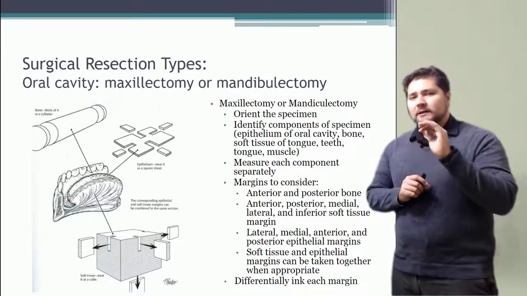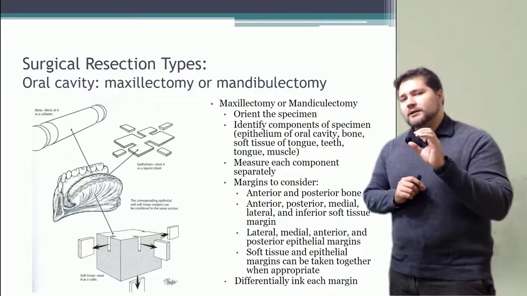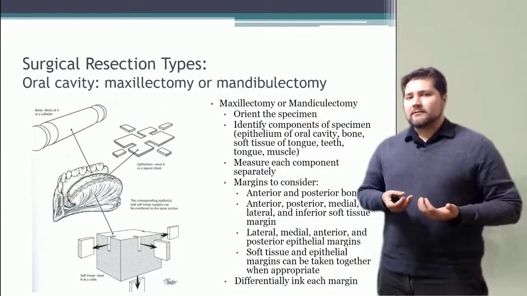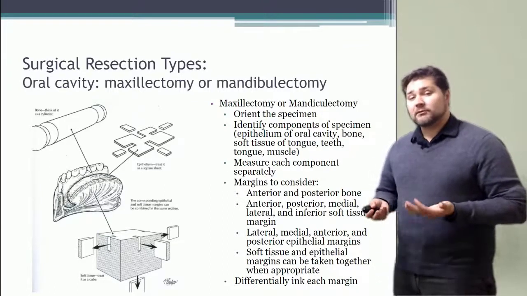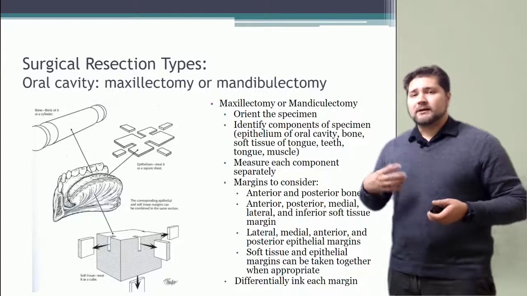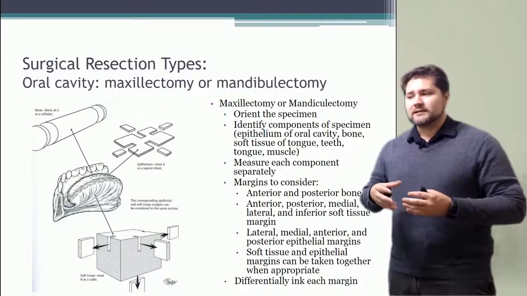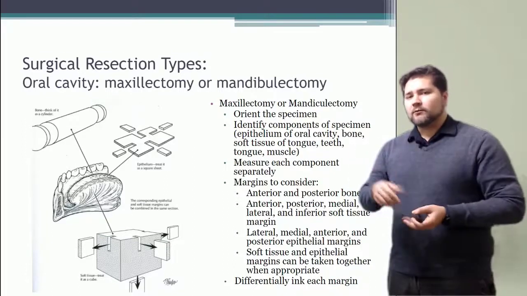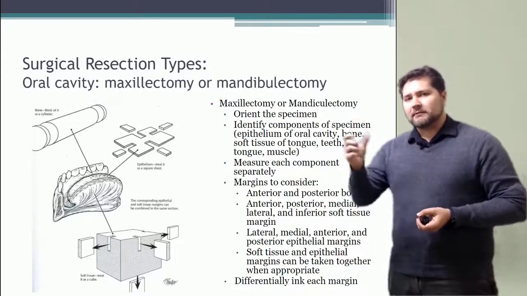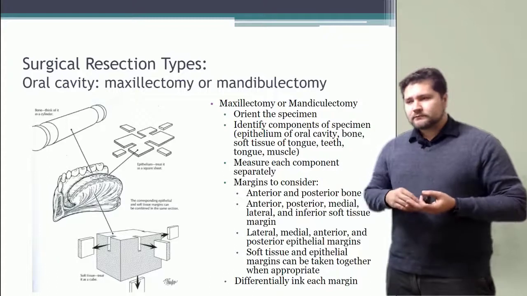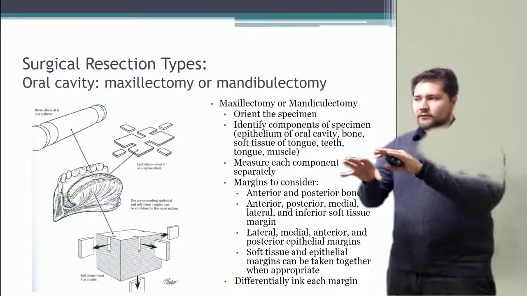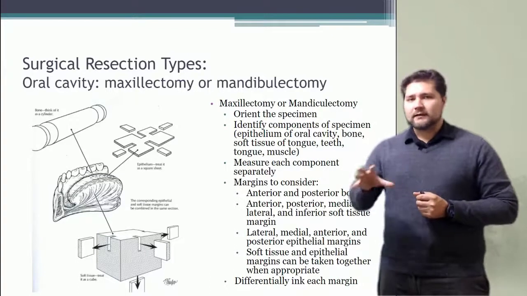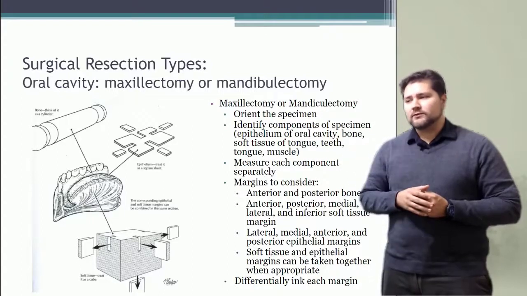So the soft tissue and epithelial tissue we can describe in 3 dimensions. And you don't necessarily have to measure the epithelial surface separately. Oftentimes you can measure that as part of the soft tissue component. So you can say mandibulectomy received measuring blank by blank by blank with a portion of mandible measuring blank by blank. But thinking about it in this kind of 3D shape I think is helpful to try to keep yourself oriented in what sections you need to take.